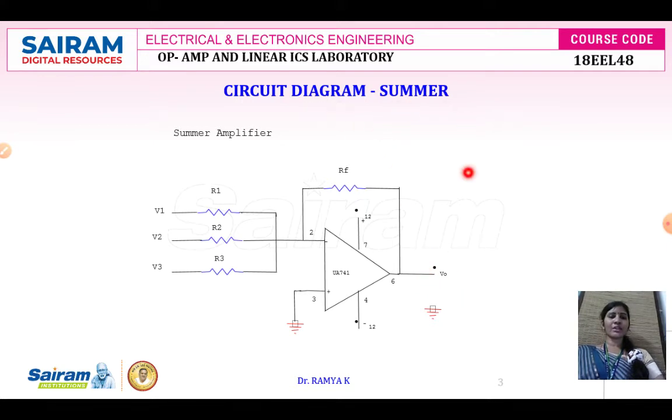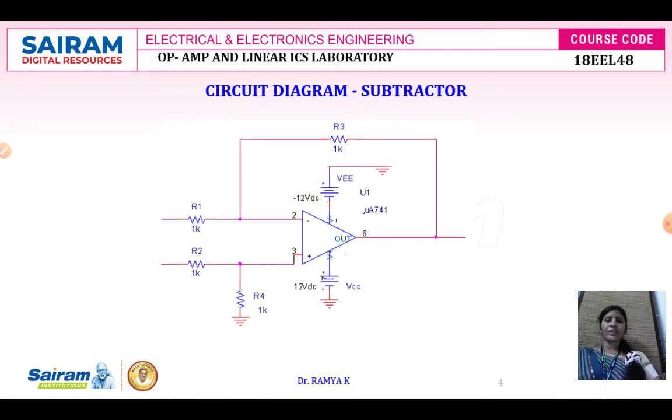Since it is a summer, we can connect one multimeter or one voltmeter at the output of the op-amp. Here we are going to give three different voltages. We can supply these using an RPS for V1, V2, V3, and the third pin can be grounded. Now we'll see the subtractor circuit.